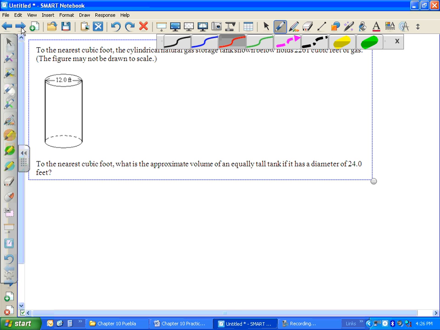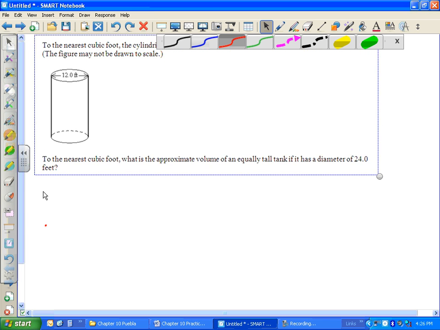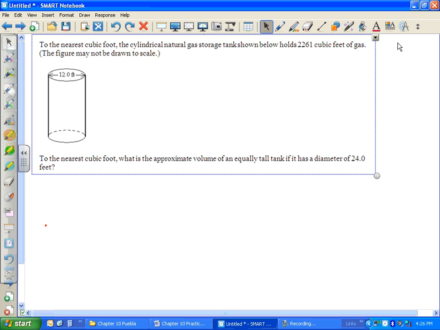This is number 11. And 13 is coming up. Okay, number 11. Oh, what happened there? Why did it show that little dotted thing? All right, to the nearest cubic foot, the cylindrical natural gas storage tank shown below holds 2,261 cubic feet of gas. The figure may not be drawn to scale.